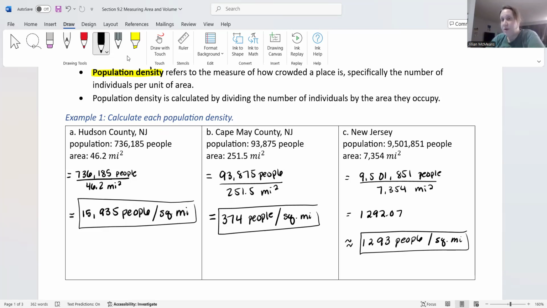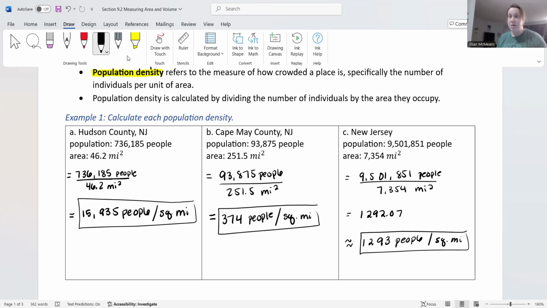Okay. So you do have to understand that this is not exact. It doesn't mean that for every square mile, if you counted, there would be exactly this many people. It just means in Hudson County, if we took every single individual in Hudson County and evenly distributed them throughout the county, there would be almost 16,000 people per square mile. In Cape May County, if we took all of the people and evenly distributed them for every square mile, we would have not quite 400 people per square mile.